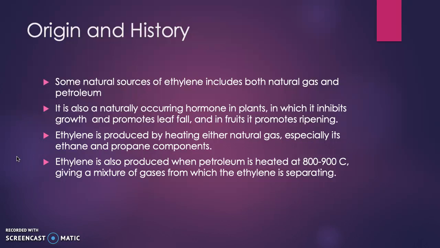Ethylene is produced by heating natural gas, especially its ethane and propane components. Ethylene is also produced when petroleum is heated at 800 to 900 degrees Celsius, giving a mixture of gases from which the ethylene is separated.